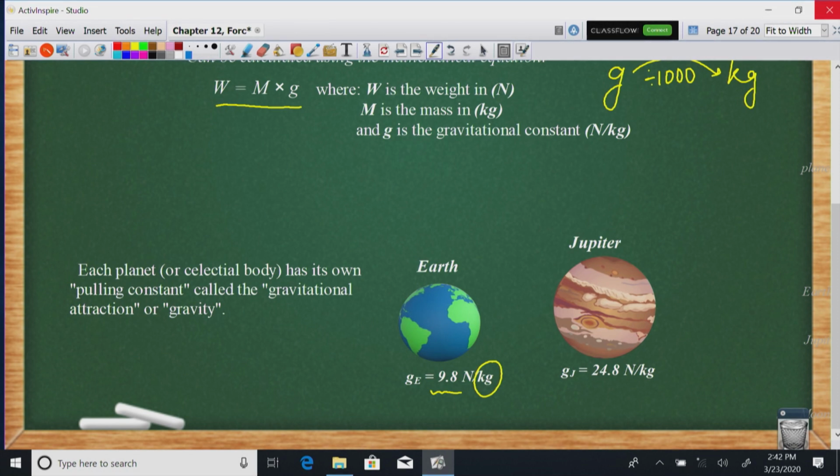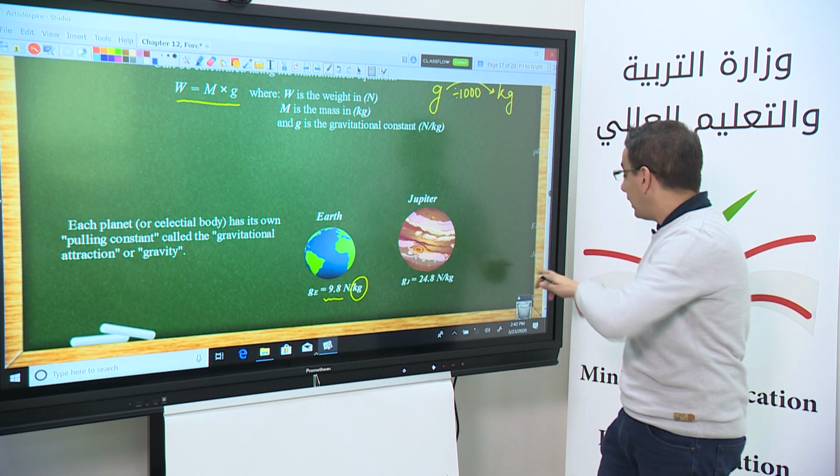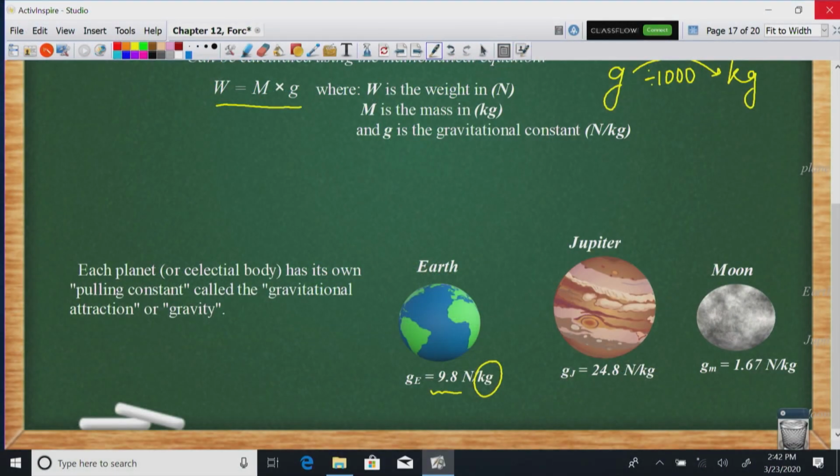Okay? Gravitational attraction becomes 24.8 newtons per kilogram. So imagine a kilogram will be pulled by 10 newtons on Earth, it will be pulled by 25 newtons on Jupiter. If we go to the moon, on the moon, gravitational attraction is much less than that on Earth. It's 1.67 roughly. It is 6 times less than that of Earth.